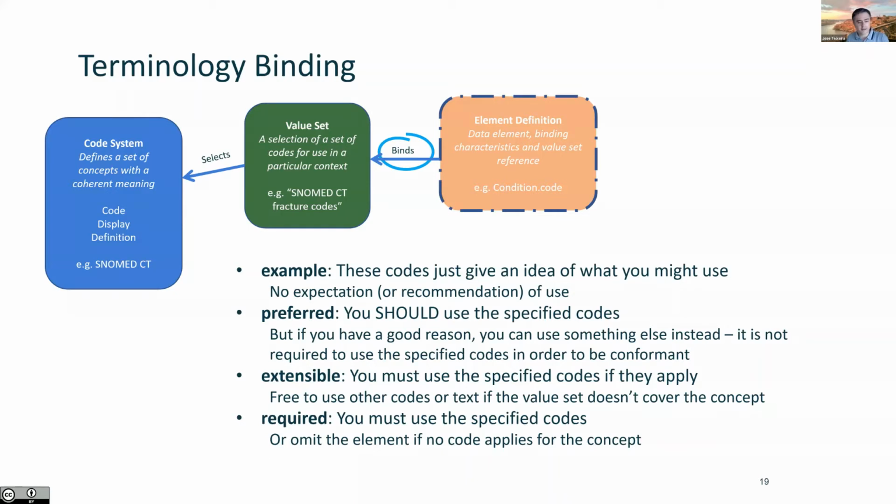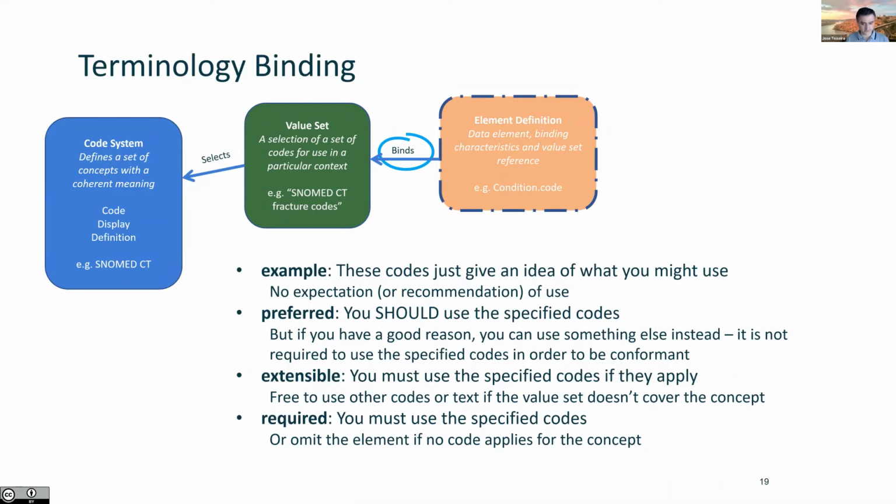The preferred binding is when we say you should use these codes, but if you have another reason, for example in your countries, or if you have another preference, or if you want to use SNOMED, or if you don't want to use SNOMED terminologies, you can do it as well. It's just deviating a bit, but it's not something that is blocking compliance.